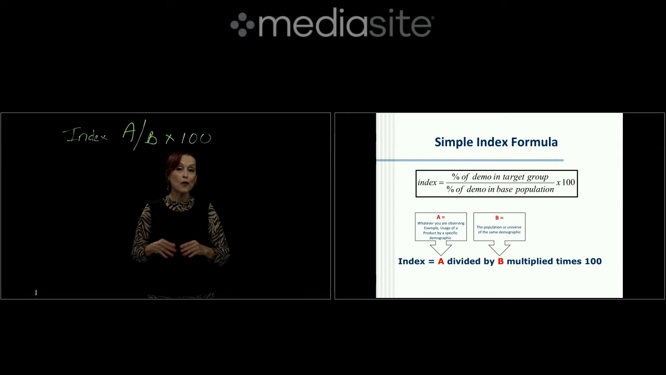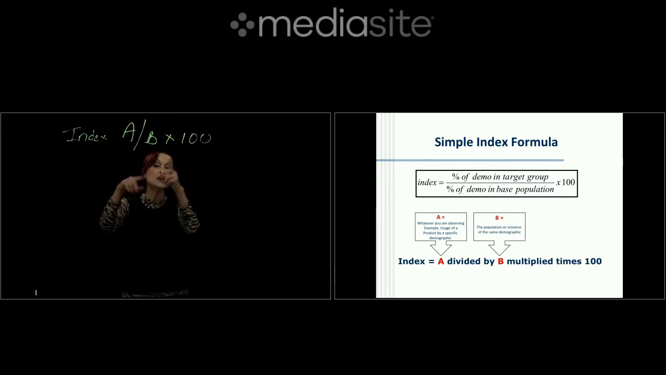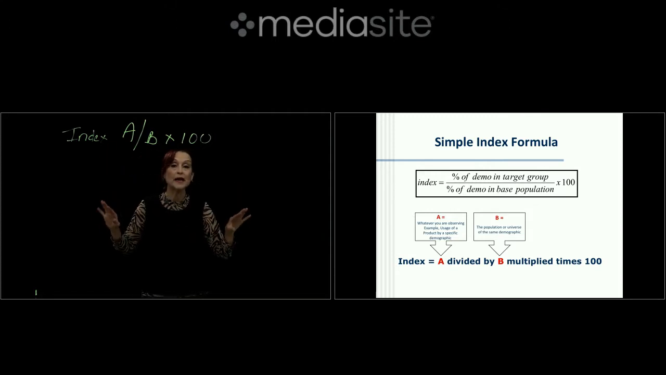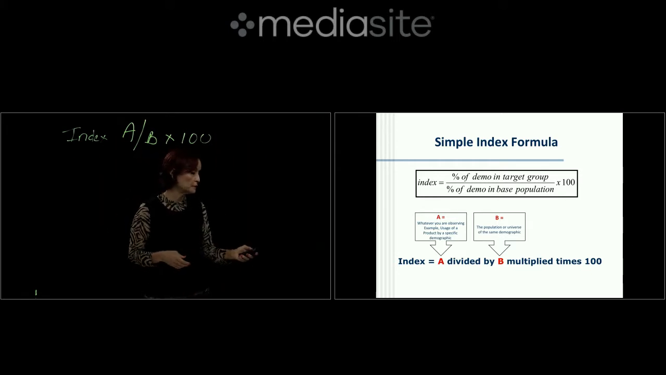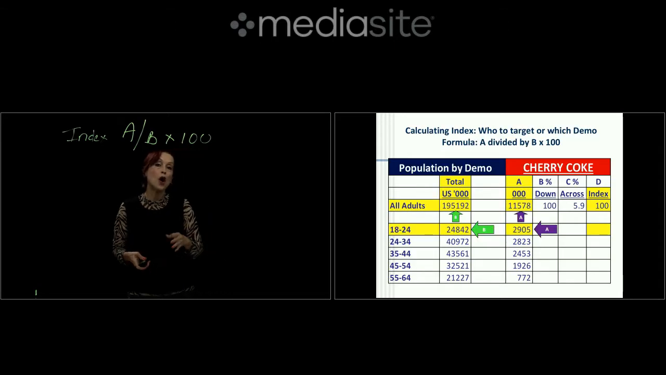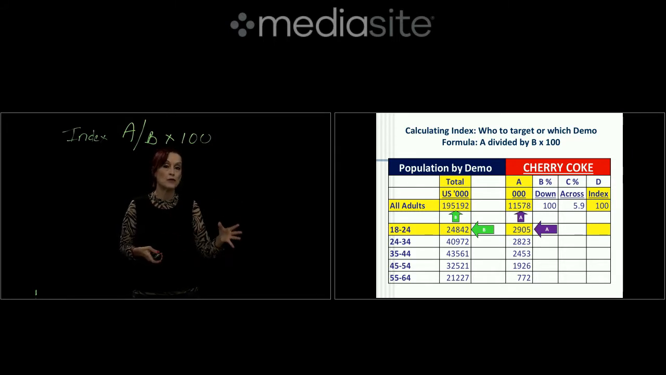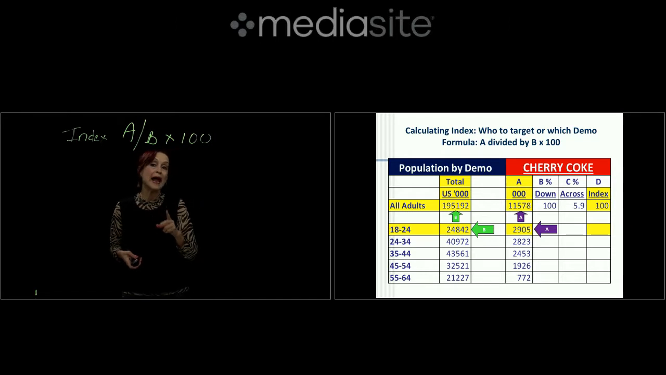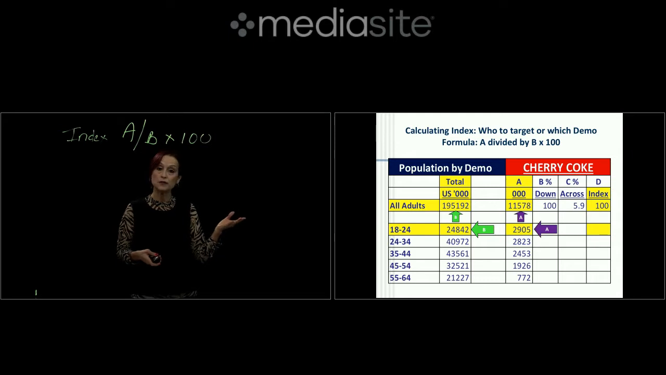Remember the general formula of A divided by B multiplied times 100. But you have to calculate A and you have to calculate B separately in order to do this division. So let's start. So understanding the numbers, see that you have to calculate A first. So let's take A first. Remember that A is the product you are observing. In this case, and according to this chart, is cherry Coke consumption.